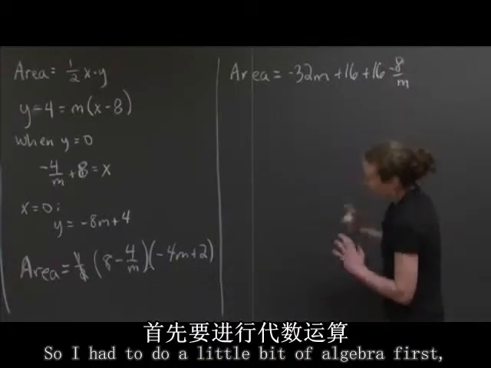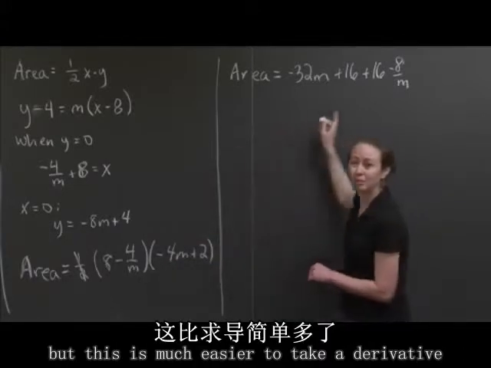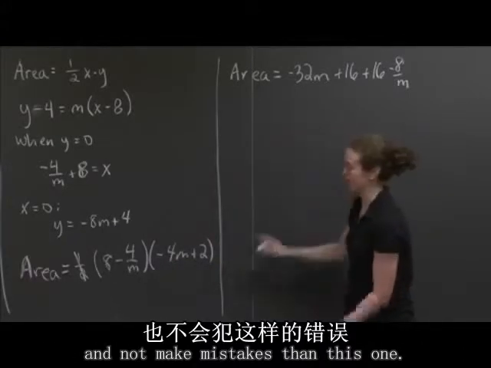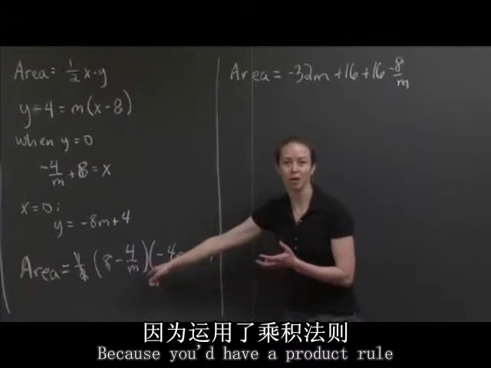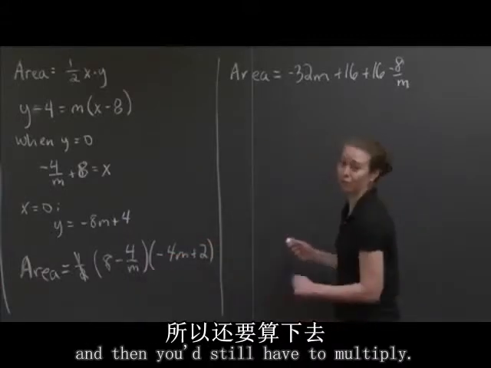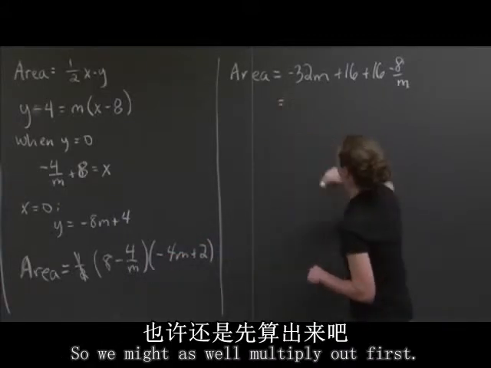So I had to do a little bit of algebra first, but this is much easier to take a derivative and not make mistakes than this one, because you'd have a product rule and then you'd still have to multiply. So we might as well multiply out first.